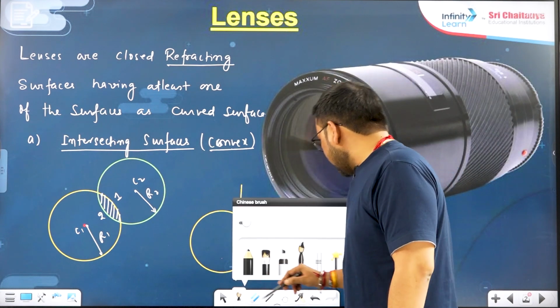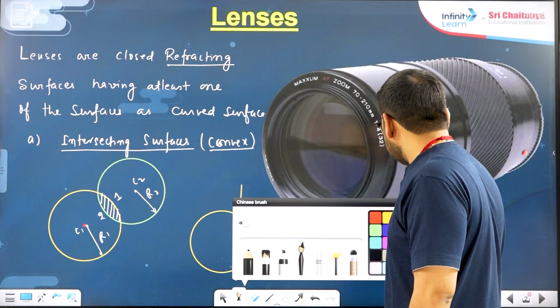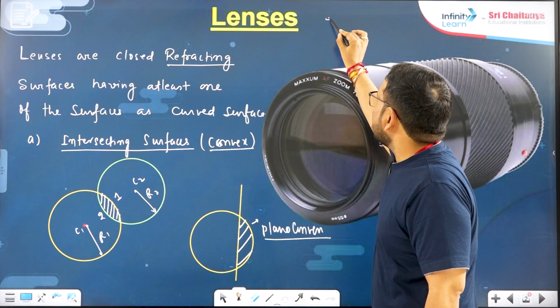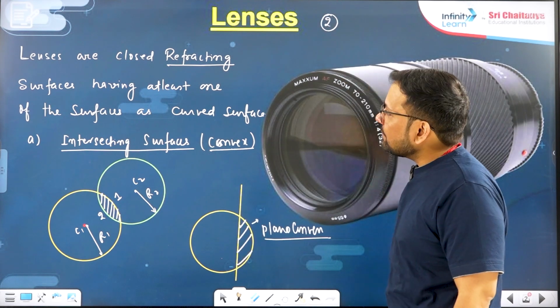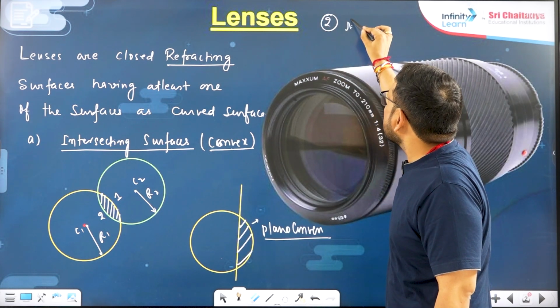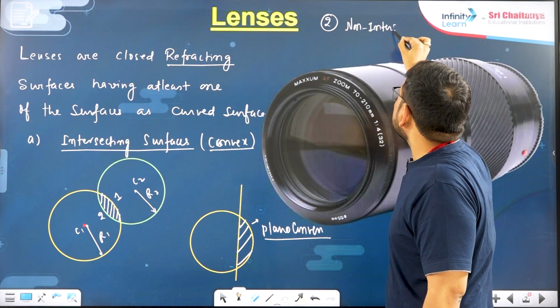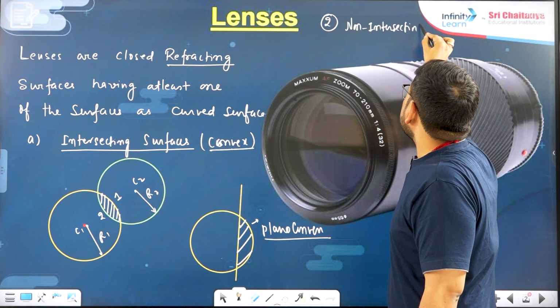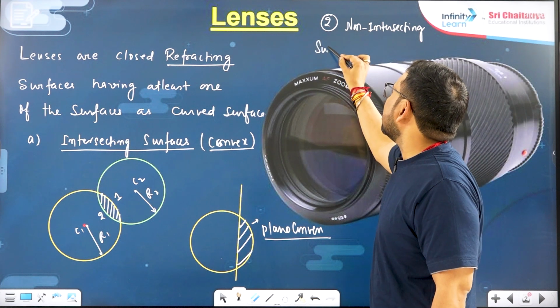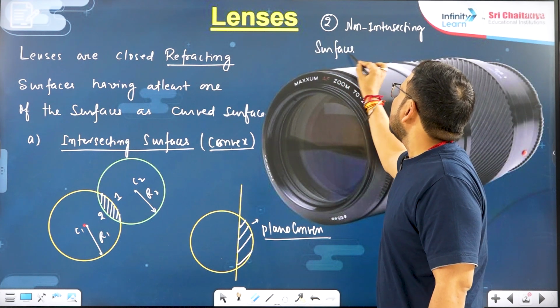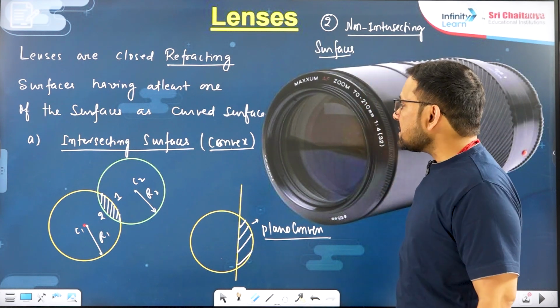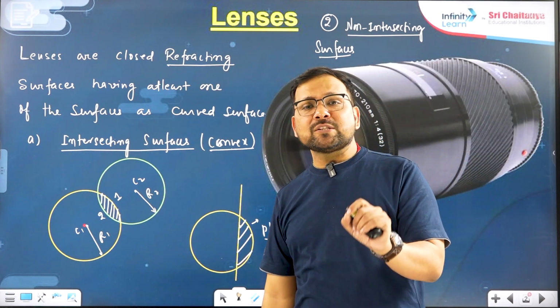Obviously there will be a second type also. What is that second type? In the second type, I am having non-intersecting surfaces, and whenever non-intersecting surfaces are there, then what will happen? In non-intersecting surfaces, you will call this concave.